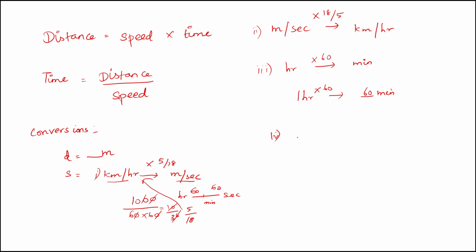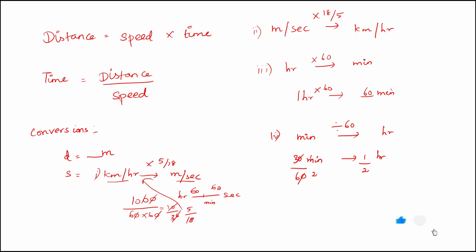Then fourth conversion, from minute to hour. For example, I am giving you 30 minutes. Convert this into hour. What will we do? We'll divide with 60. 30 by 60, 1 by 2. So we'll say half an hour, right? We'll say 30 minutes as half an hour. So while you are converting from minute to hour, just divide with 60. Hour to minute, multiply with 60. Minute to hour, divide with 60.